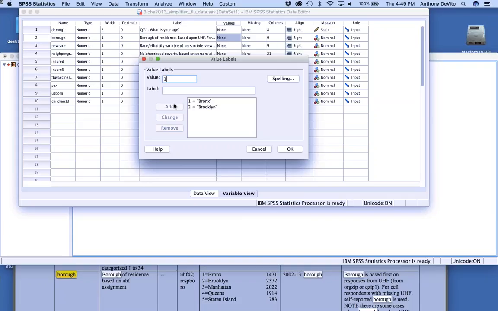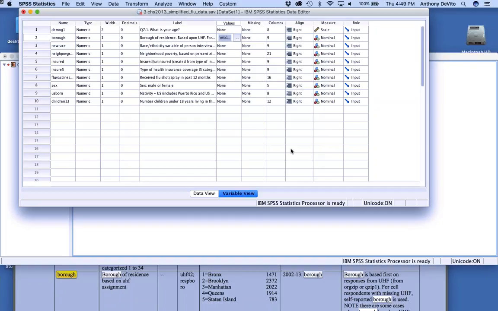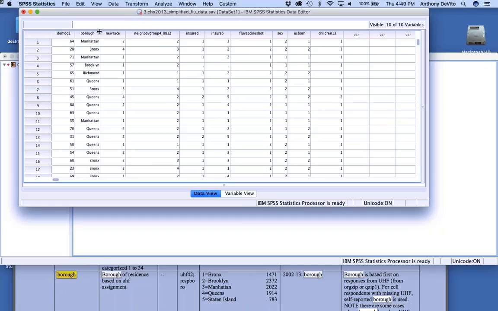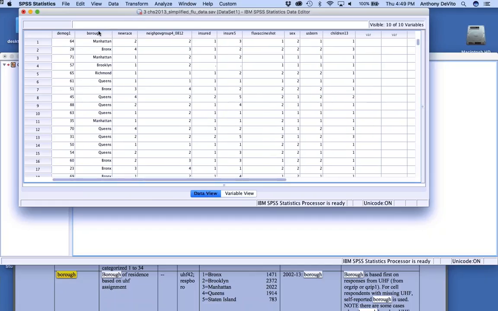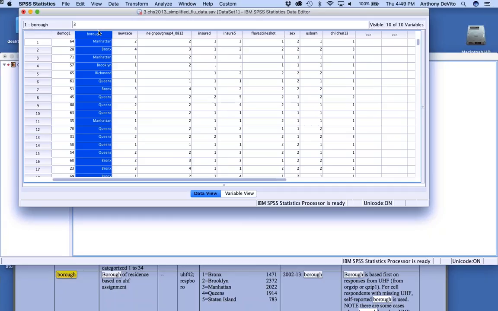You have to go to variables. 3 is Manhattan. 4 is Queens. I'm going to add that Queens is 4. And 5 is Staten Island. I'll use the old name for Staten Island, Richmond. That's the actual county name. It's Richmond. Okay, I'll click OK. So now SPSS knows what those numbers represent. In fact, if I go to the data view, you can see that instead of a number, there's the borough name there instead.